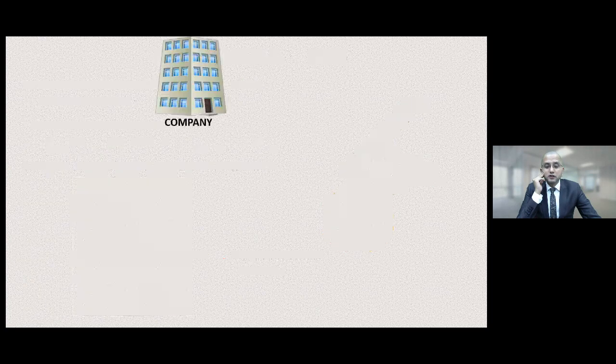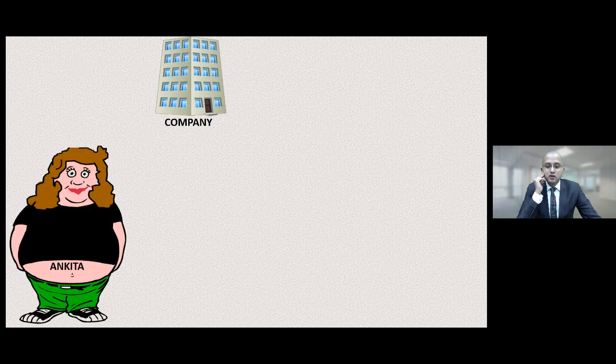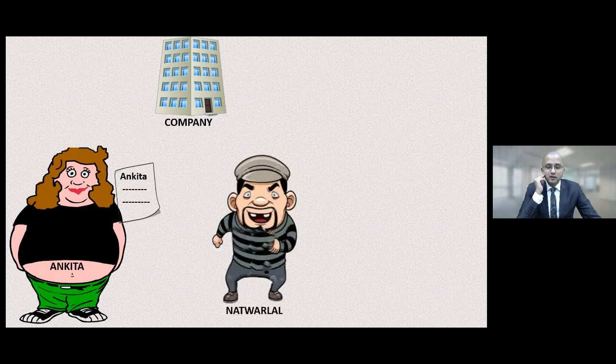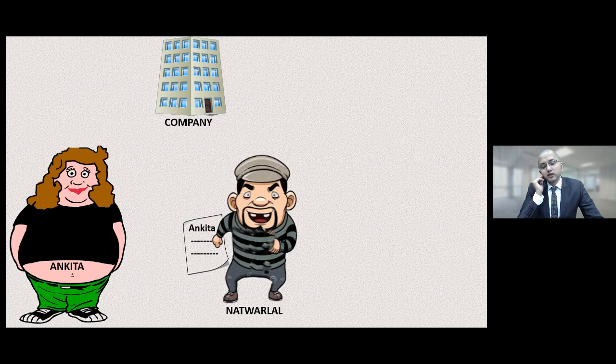See, first only the company appeared. Then through animation, Ankita appeared. Then through animation, a share certificate in the name of Ankita appeared. Then this fraud appeared, Natwarlal. Then see, this is all animation. Ankita transferred her share certificate to Natwarlal because Natwarlal did some kind of fraud and Ankita actually was innocent, so she transferred her share. Then see, now Ankita signed it also. See, the sign of Ankita is flying in.